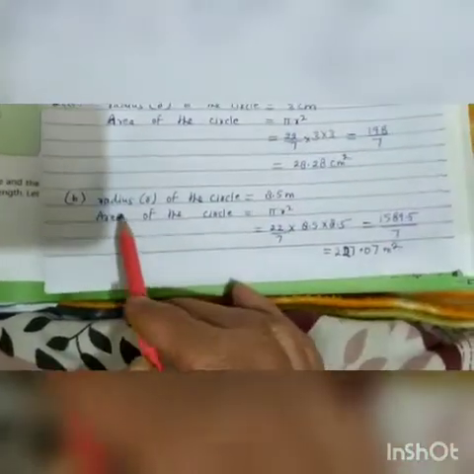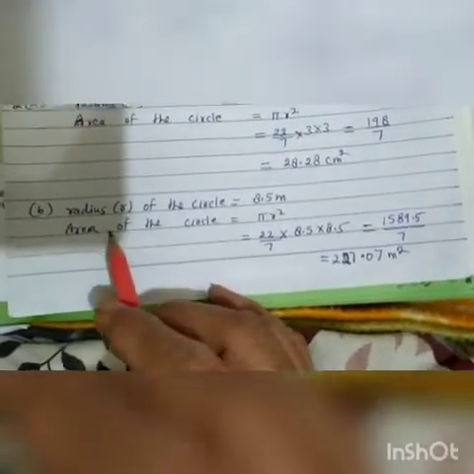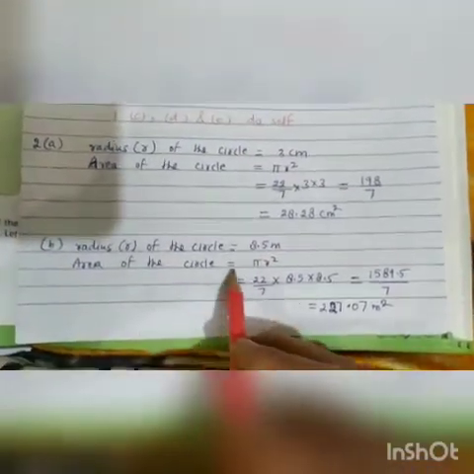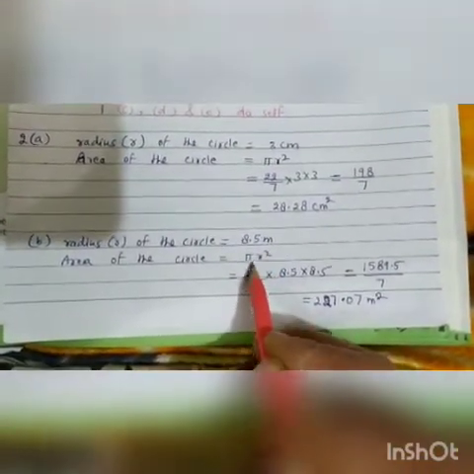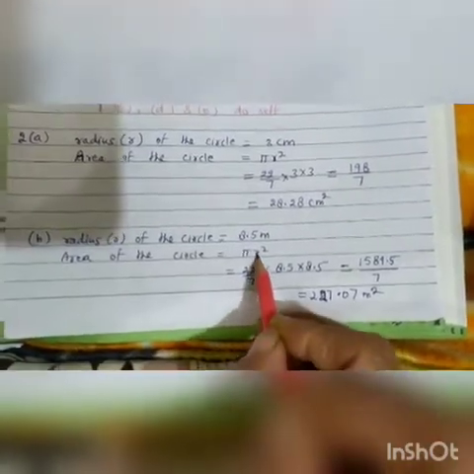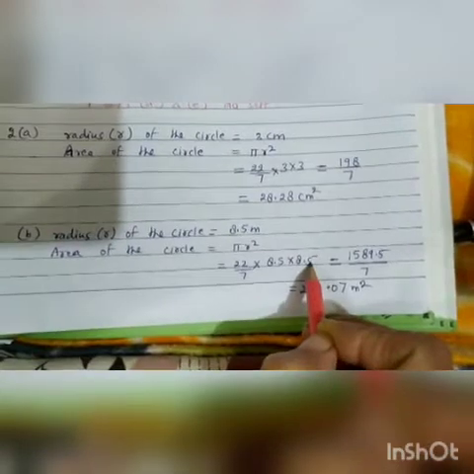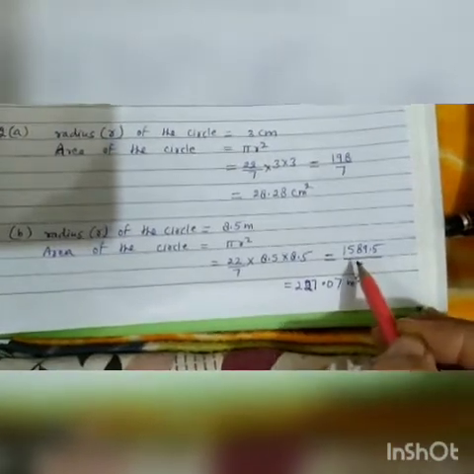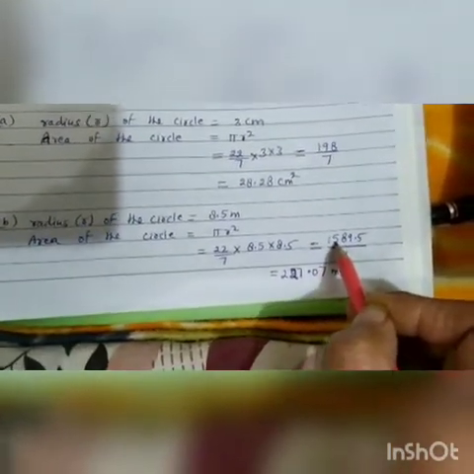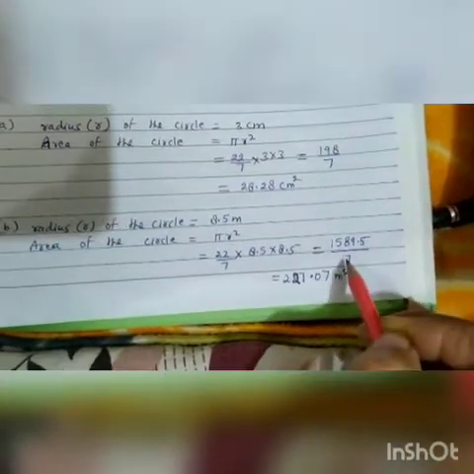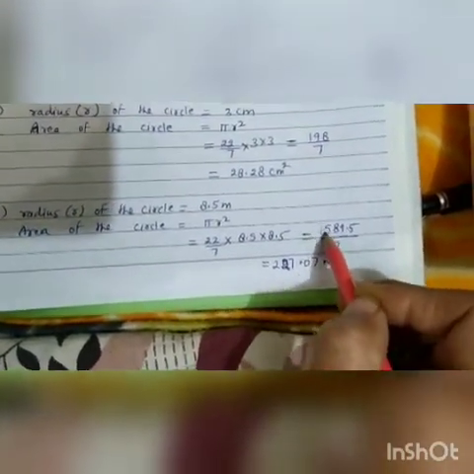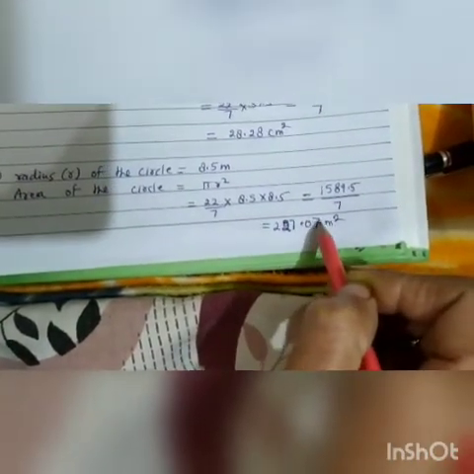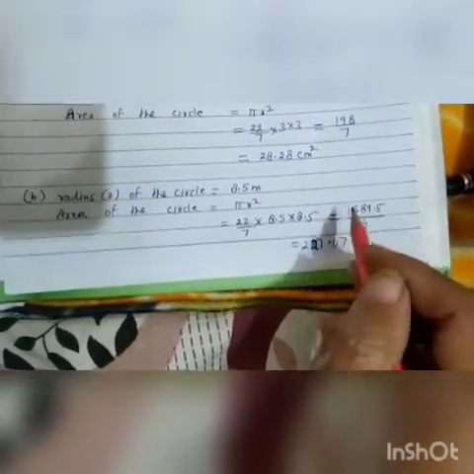Come to its B part. In this B part, again radius is given. Radius of the circle is given as 8.5 meter. Then area of the circle is equal to pi r square. Value of pi is 22/7. R is 8.5 into 8.5. First we will multiply these three numbers, 22 into 8.5 into 8.5. We get 1589.5 upon 7. And when we divide this number by 7, we get 227.07 square meter. You will divide it yourself.